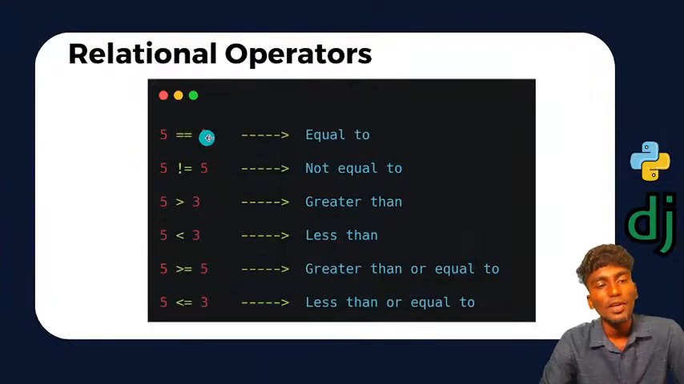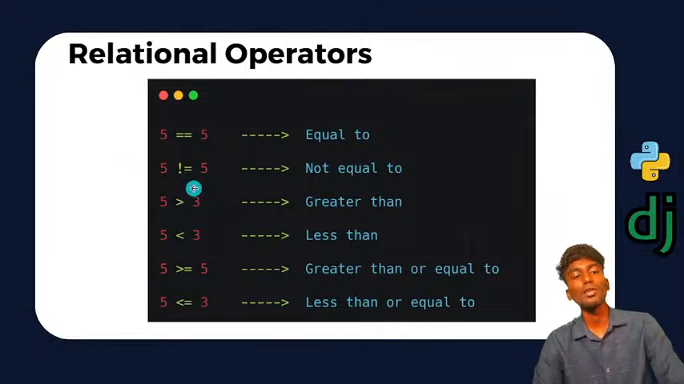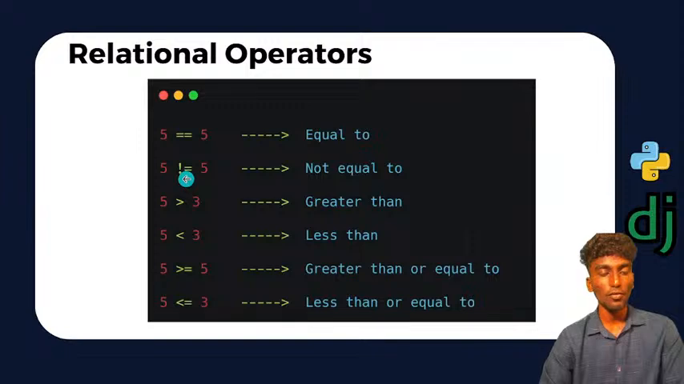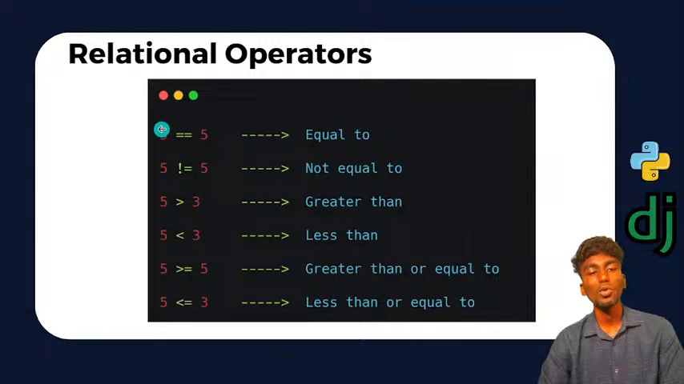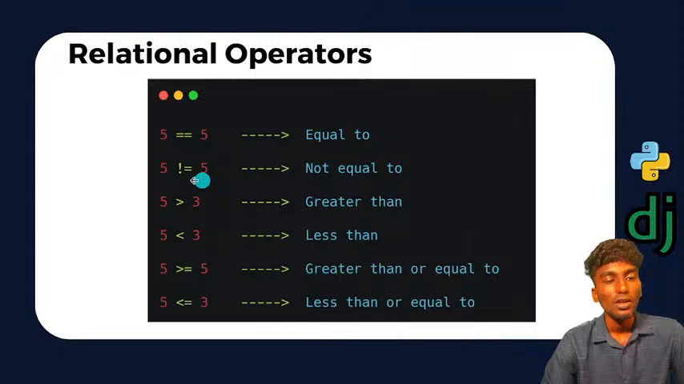First, when we put two equal signs, it is called equal to. And if you put an exclamation mark in front of equal, it is called not equal to. Okay, first we understand the symbols, and after that we go to the practical operations.